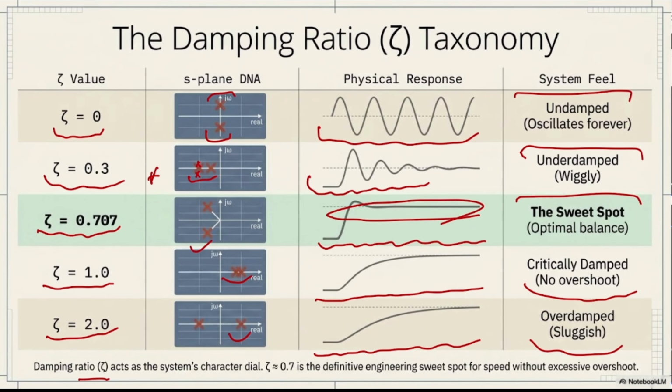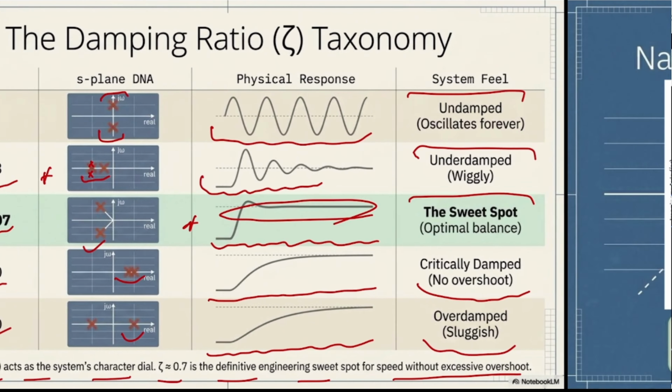So the damping ratio is some kind of zeta. It's going to act as the system character dial, and a zeta of 0.7 is the definition of the engineering sweet spot for speed without excessive overshoot. So we would like to make our system act something like that.